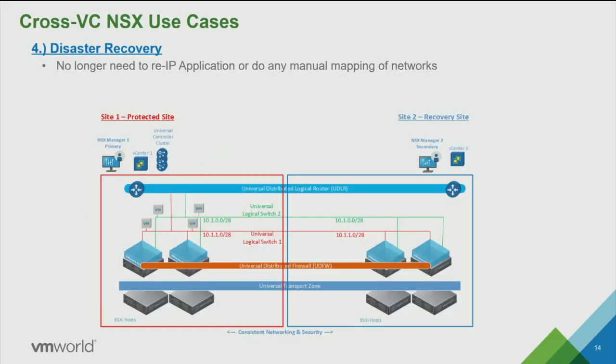Last use case, and probably one of the biggest, is disaster recovery. You have consistent networking, so no need to do any kind of mapping. How many of you are doing disaster recovery today? And do you do network mapping or anything, or do you extend L2? Yeah, so I see a lot of yes. So you know some of the headaches involved with that, right?